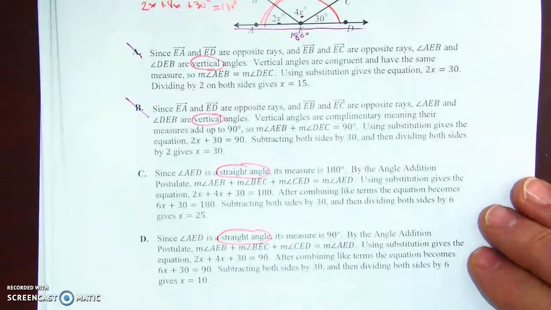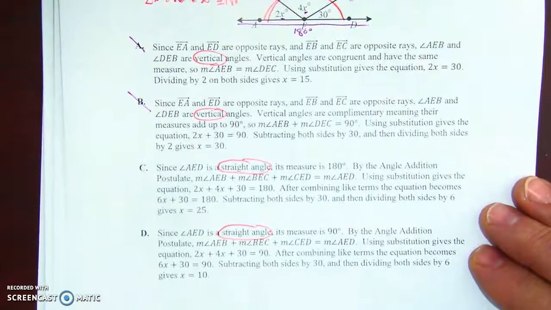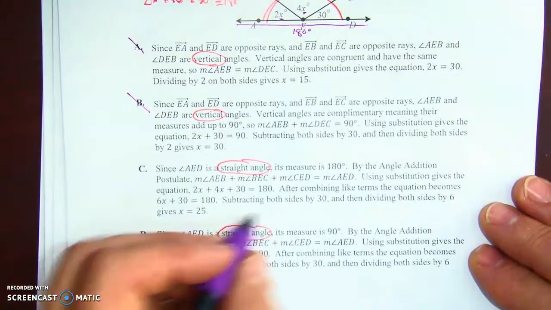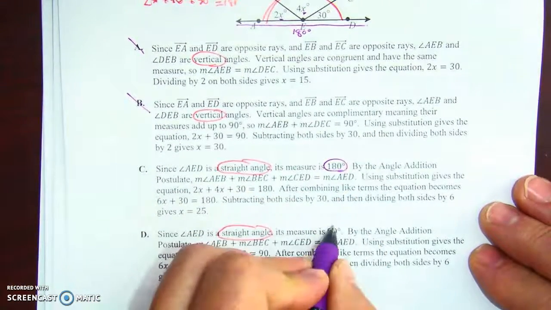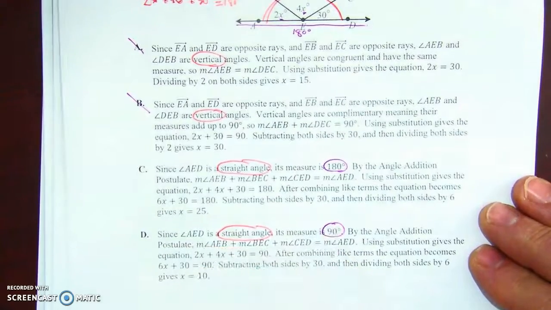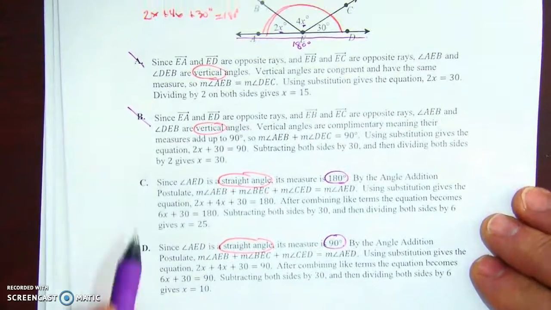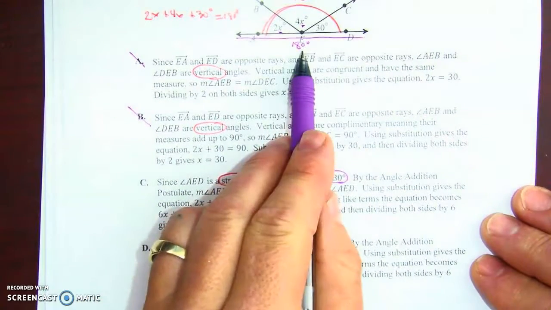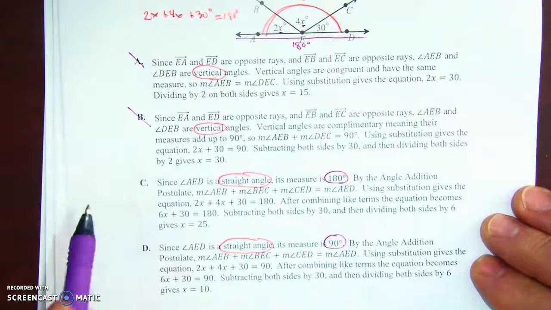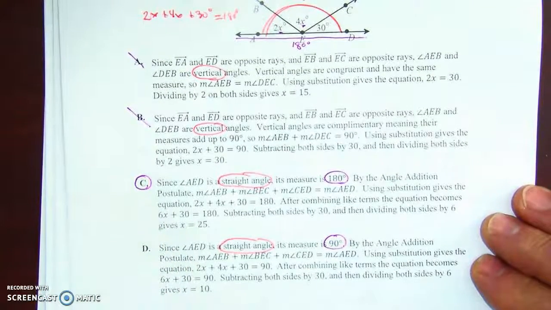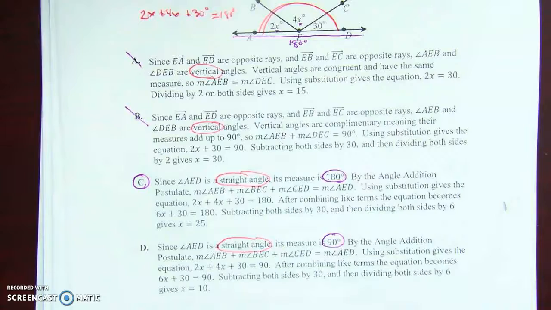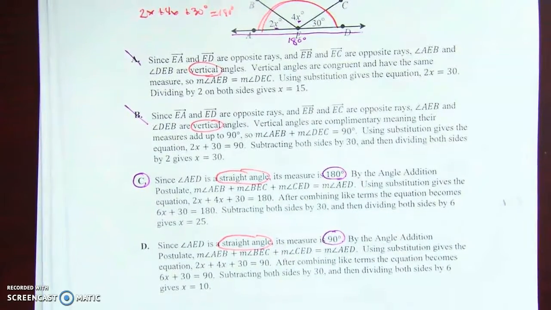So again, going down here and looking at answers C and D, this one says 180 degrees and this one says 90 degrees. And what did we define up here as a straight angle being? 180 degrees. So the answer for this one is C. Okay, so there are keywords and things that you need to look for in each one of these questions to help yourself out.